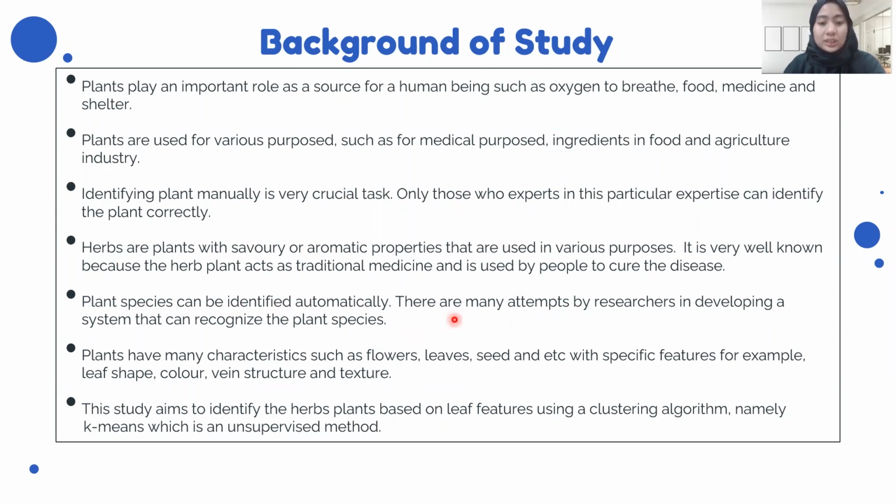Okay, next, plant species can be identified automatically. Based on the study, there are many attempts by researchers in developing a system that can recognize plant species. Plants have many characteristics such as flowers, leaf, seed, etc., with specific features, for example, leaf shape, color, vein structure, and texture. Okay, so this study aims to identify the herbal plants based on the features using a clustering algorithm, which is K-means.